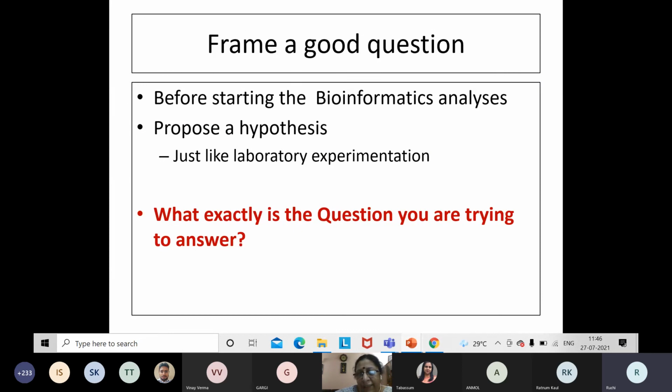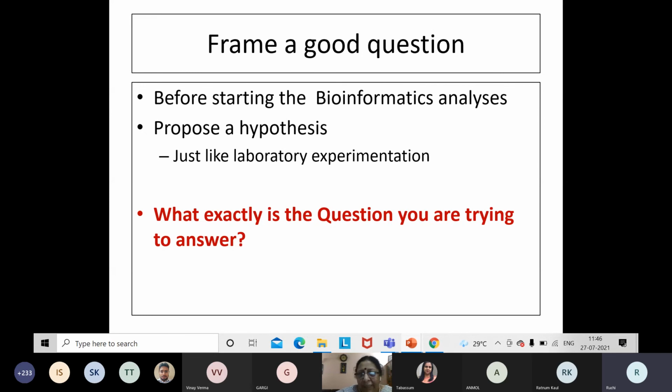Another word of caution I would tell to the students is that just like we propose a hypothesis in wet lab experimentation, when you do bioinformatic analysis, try to ask a good question. It is very easy. You take any data, you subject it to a software, you do bioinformatic analysis, you will get some output. But what is it that you were actually trying to answer?